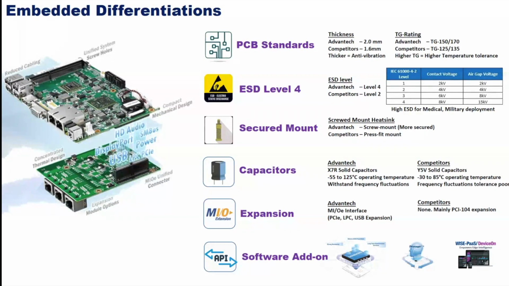Okay, first look at the PCB. Our board PCB thickness is 2 mm thick. All the competitors that I've seen in the market, a vast majority are only 1.6 mm thick. It's thinner. Ours is thicker. Why? The thickness actually does impact quality, besides vibration and preventing board bending.